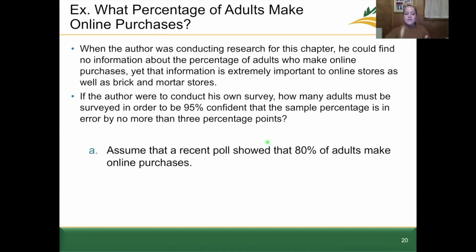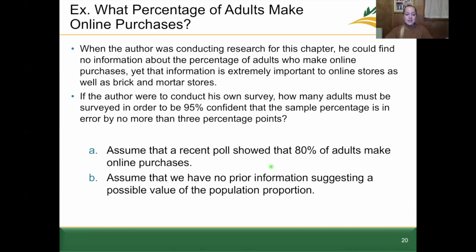Given this background information, we can assume that a recent poll showed 80% of adults make online purchases. Then in B, assume that we have no prior information suggesting a possible value of the population proportion. So you may start to recognize now that we'd use the first formula for question A and the second formula for question B. So let's try this.